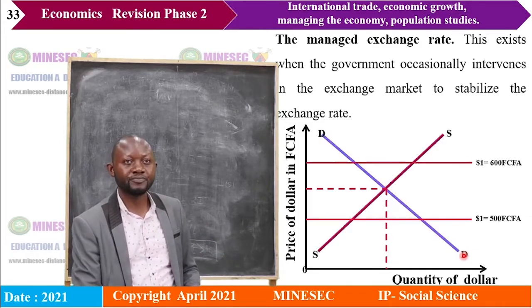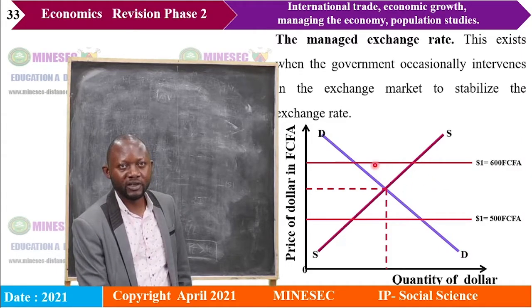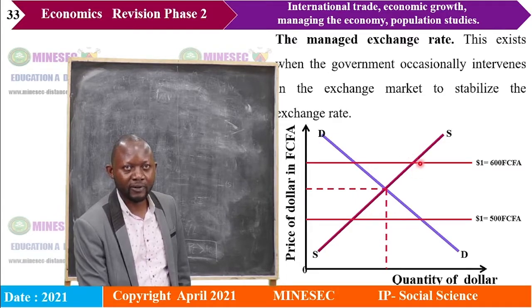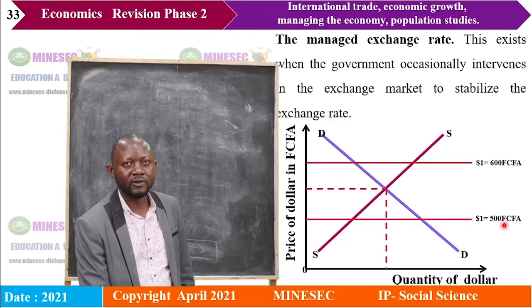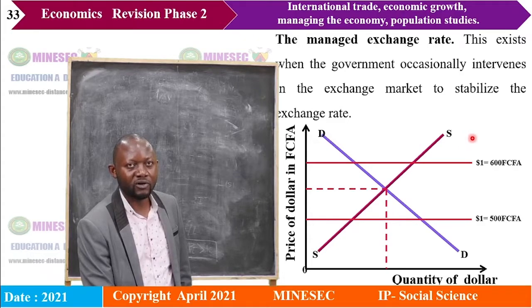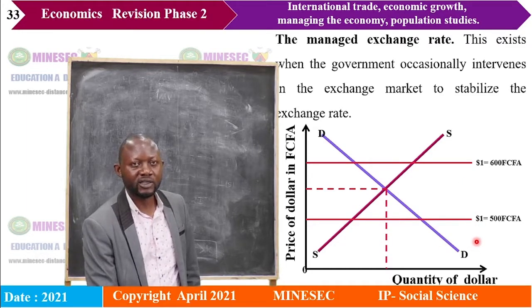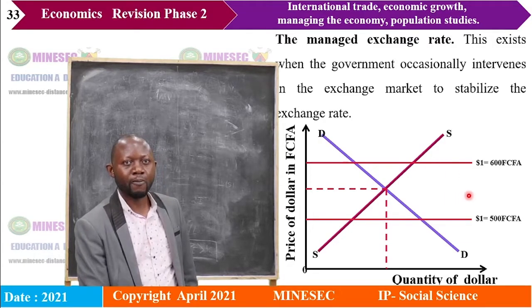Let's look at this diagram to explain that. Let's assume that there is an upper limit here, an assumption, quantity of dollars in terms of saving. The upper limit here could be $1 equals 600 francs CFA. The lower limit, $1 equals 500 francs CFA. Meaning that if it's fluctuating within this range, the government is not going to intervene. When it goes above, the government intervenes to sell the currency so that the exchange rate should fall. On the other hand, when it's going below, the government intervenes to buy. They use foreign currency to buy in order to increase the exchange rate.